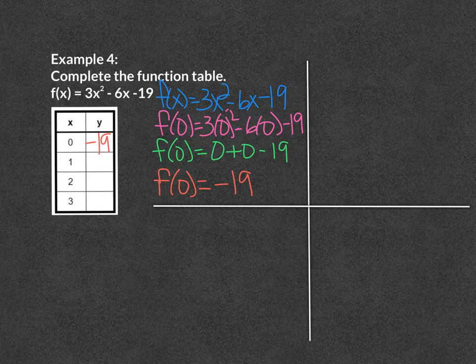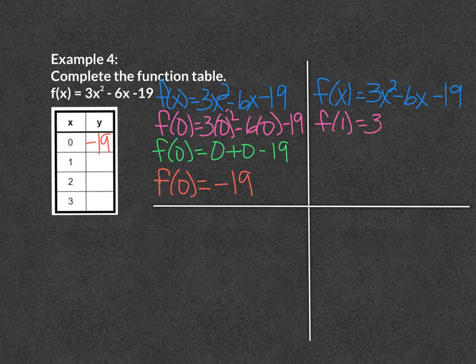Now I'm going to move on to the next one where x equals 1. So I'm going to rewrite my equation. So I have f of x equals 3x squared minus 6x minus 19. Wherever there's an x, I'm going to place a 1. So I have f of 1 equals 3 times 1 squared minus 6 times 1 minus 19.